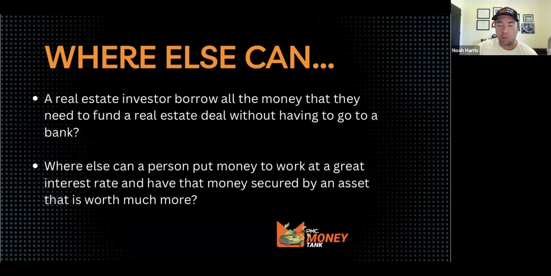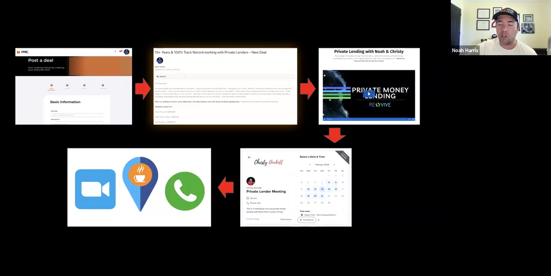I don't know. Where else can a person put money to work at an interest rate that's super high and have that money secured by an asset that's worth much more? I don't know, right? This is my little process here. Okay, guys, this is what I do.